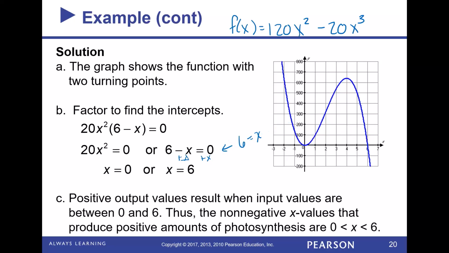So basically, again, in word problem ideas here, 0 is going to be the smallest amount of lumens you can have. 6 is going to be the biggest. So therefore, for photosynthesis to occur and stay positive, it has to be between 0 and 6.